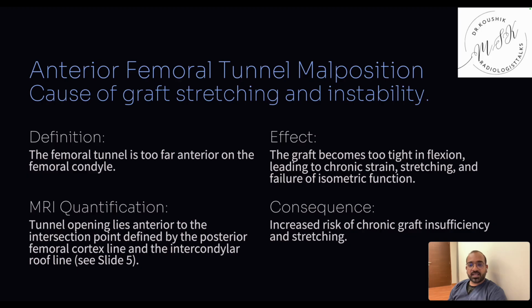And what about anterior femoral malpositioning? This causes graft stretching and instability. As we have seen previously also, the femoral tunnel is anteriorly placed. So that causes the graft to become tight in flexion, causing chronic strain, stretching, failure of its function. So in an MRI, the tunnel lies anterior to the intersecting point defined by the posterior cortex line and intercondylar roof line. So what is the consequence? Increased risk of graft insufficiency and stretching.